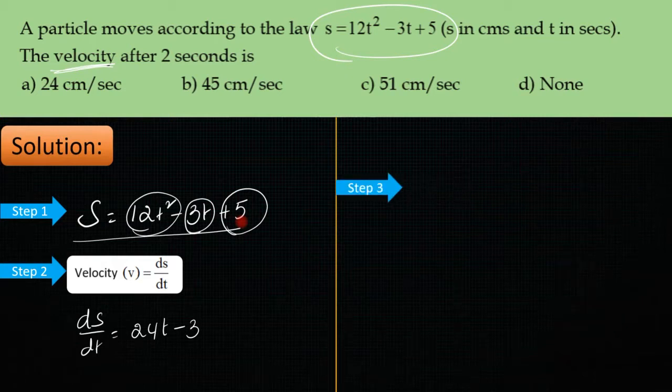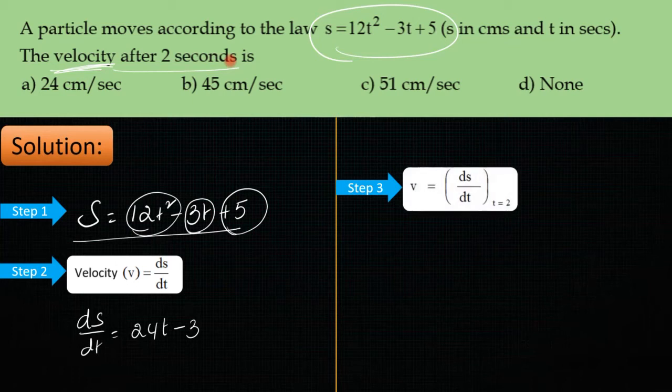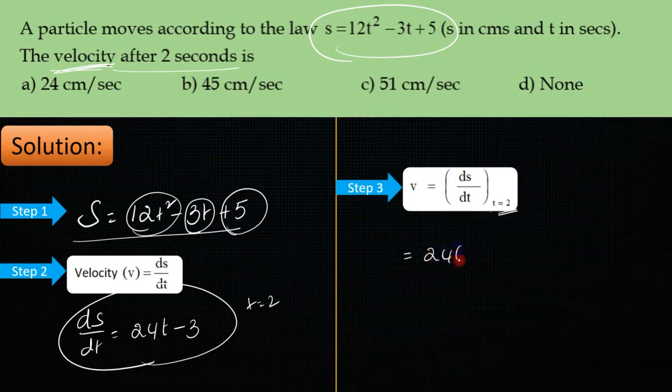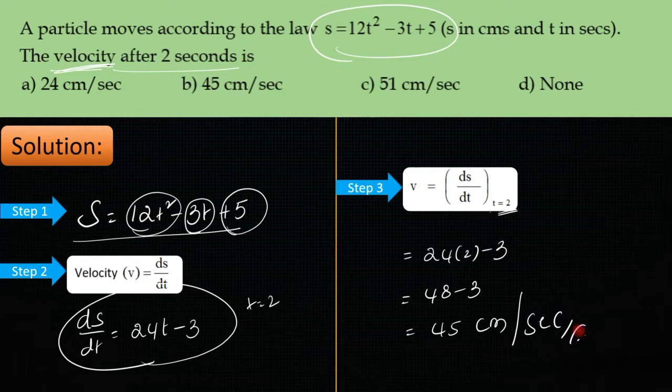Now we find the velocity after 2 seconds, that is velocity at t = 2. In this we substitute t = 2, we get 24 into 2 minus 3, that equals 24 into 2, that is 48, minus 3, that equals 45 centimeters per second. Therefore the answer is option B.